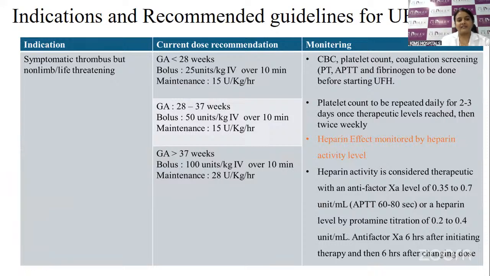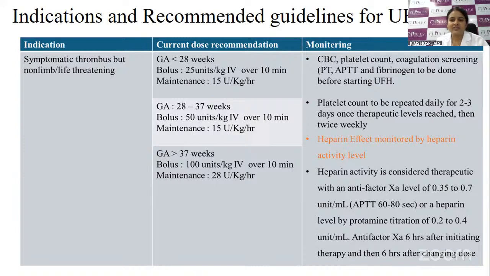The dosage guidelines for unfractionated heparin are as follows. If there is a symptomatic thrombus but it is non-limb or non-life-threatening and the gestational age is less than 28 weeks, first give a bolus of 25 units per kg IV over 10 minutes, followed by a maintenance dose of 15 units per kg per hour. If the gestational age is 28 to 37 weeks, give a 50 units per kg IV bolus over 10 minutes, followed by 15 units per kg per hour of maintenance dose. If the gestational age is more than 37 weeks, give 100 units per kg IV over 10 minutes, followed by 28 units per kg per hour of maintenance dose.